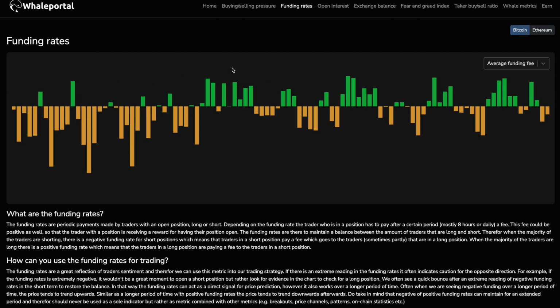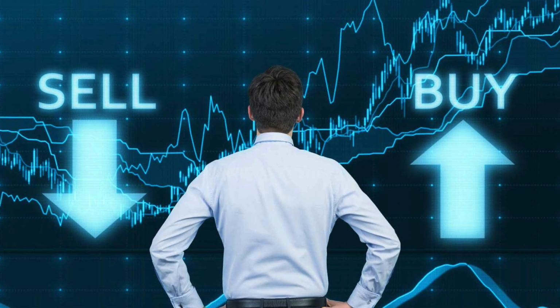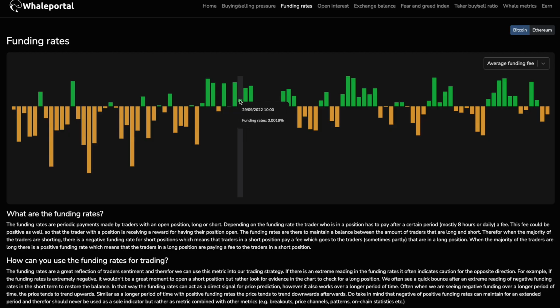The funding rate is basically a fee that the trader has to pay for his or her position. That fee can be either positive or negative, and the positivity or negativity, or the size of that fee, is based on the ratio of the amount of traders that are longing a certain asset and the amount of traders that are shorting a certain asset.